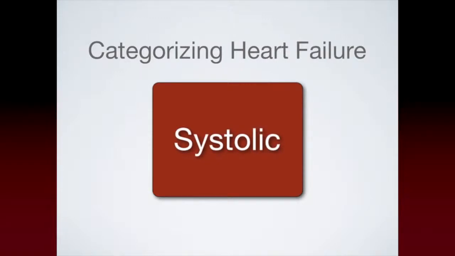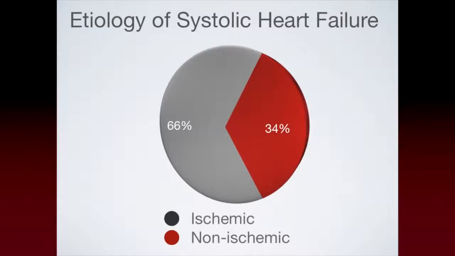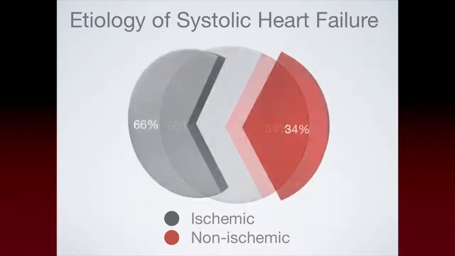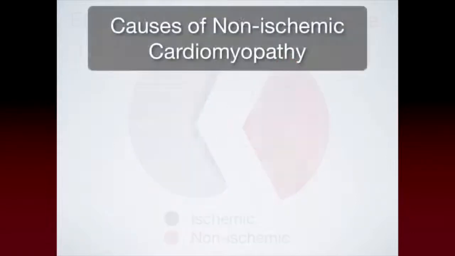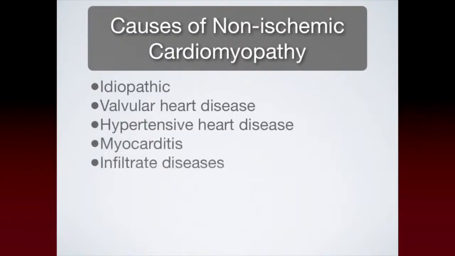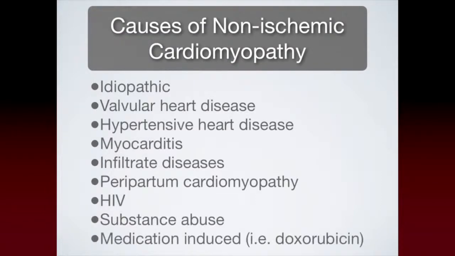With regard to etiologies of systolic heart failure specifically, about 2/3 of the cases are related to ischemic cardiac disease, such as myocardial infarction or chronic coronary ischemia, or non-ischemic cardiomyopathy. There are many causes of non-ischemic cardiomyopathy, and a full discussion of these is beyond the scope of this module. Some of the many causes are listed here.